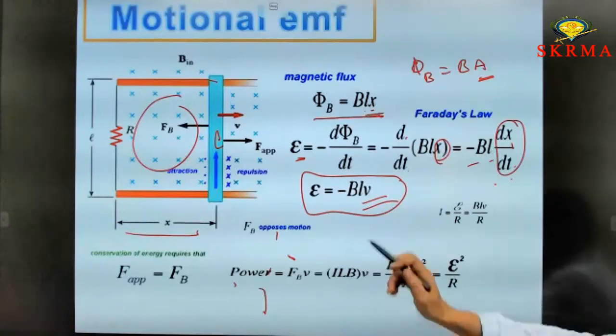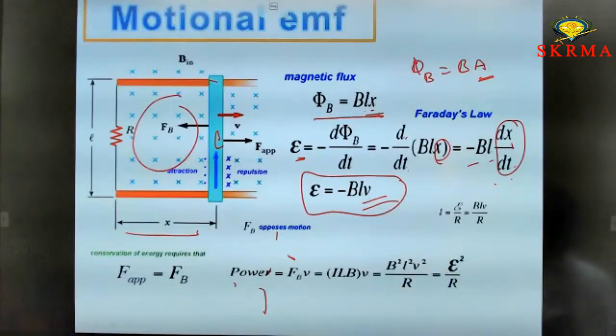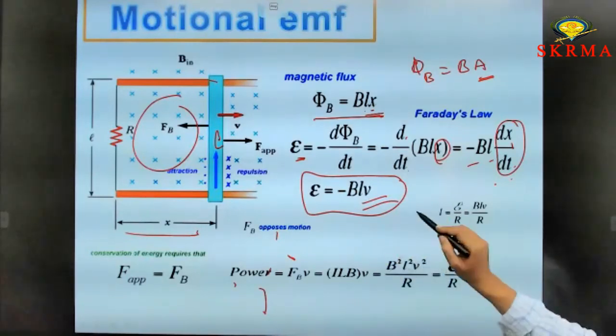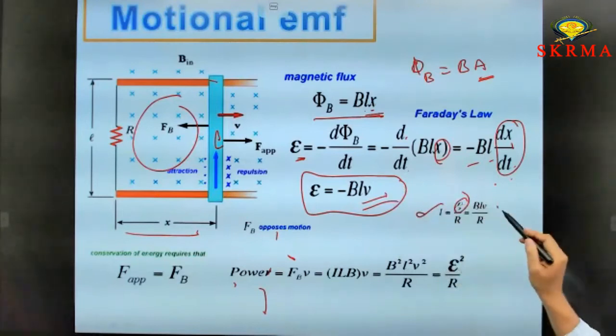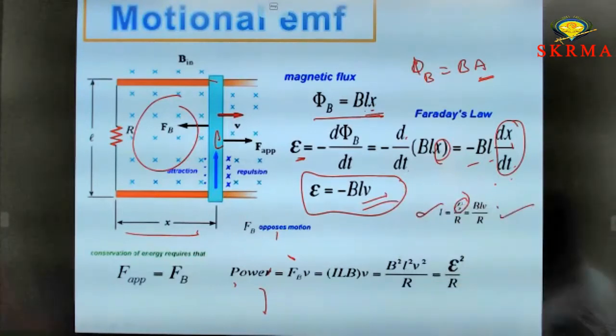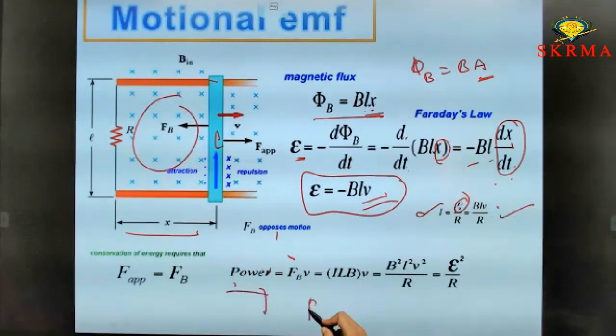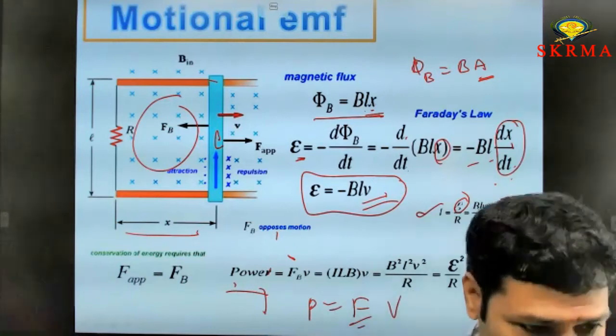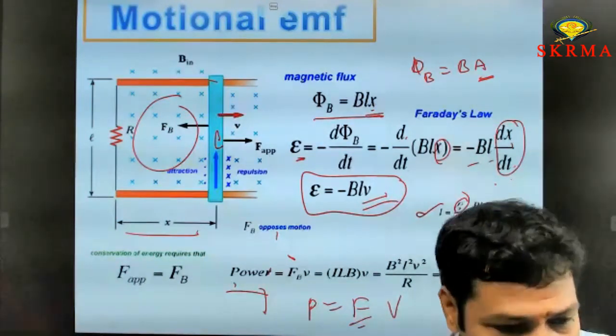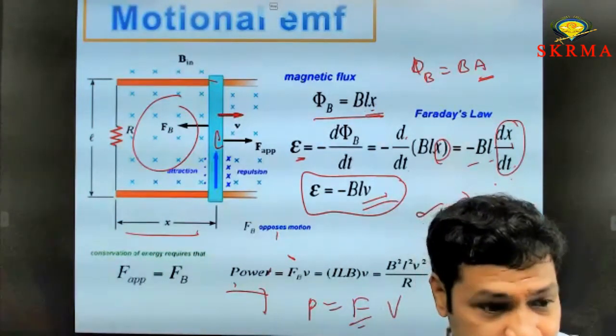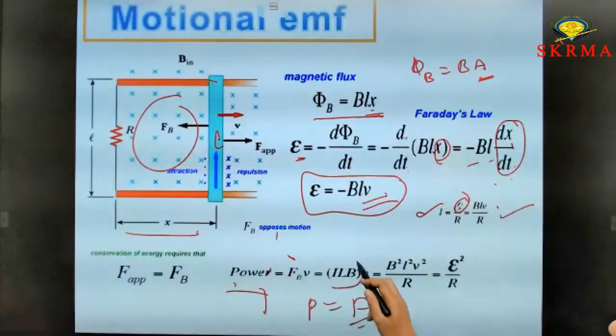BLv. That is the equation for induced EMF. By using this, you can calculate the current: I equals E by R. What is E? BLv, so I equals BLv by R. If they ask about current, BLv by R is the equation. And what is the power? P equals F into v. The basic equation is force into velocity. The force here is the force acting on the conductor. We studied in Fleming's law that BIL is the force acting on the conductor.